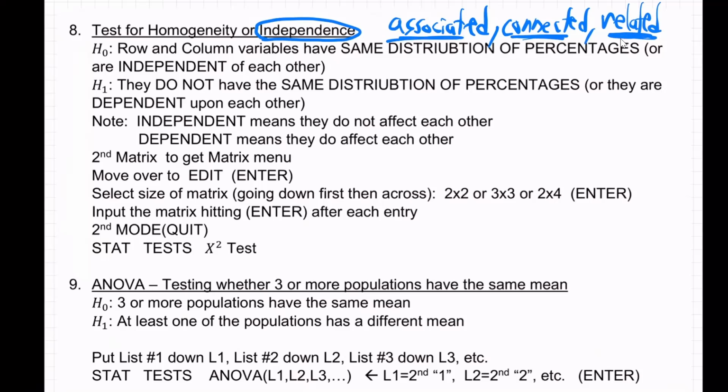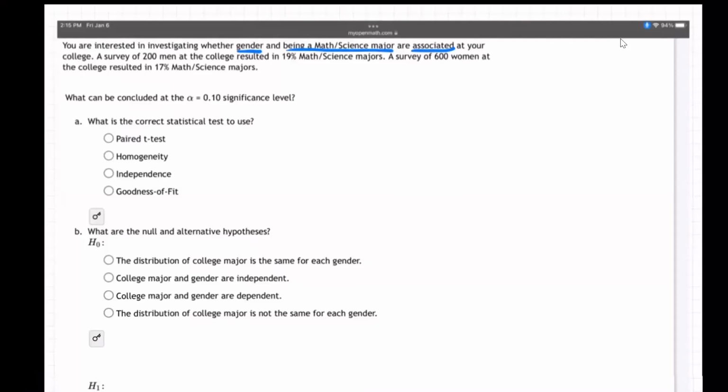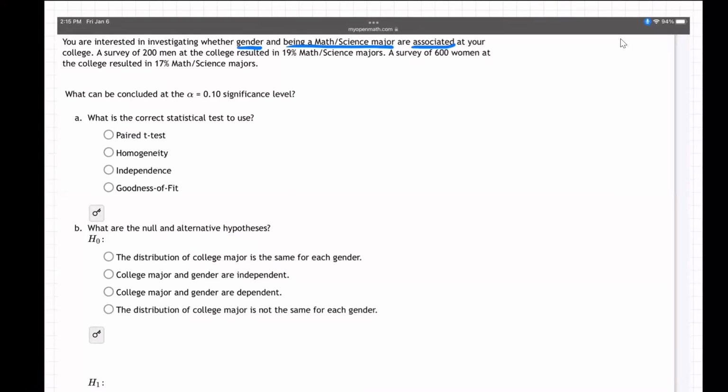We're seeing if these two things are dependent or independent. So you want to look for those buzzwords: associated, connected, related. Things like that mean test for independence. Are these things connected? Or are they independent? Right? Are they separate? Okay, so that means, getting back to the problem, we're going to choose test for independence here. And what are the null and alternative?